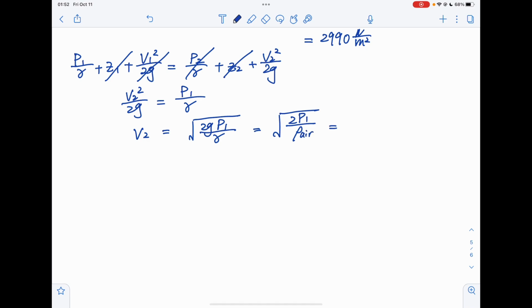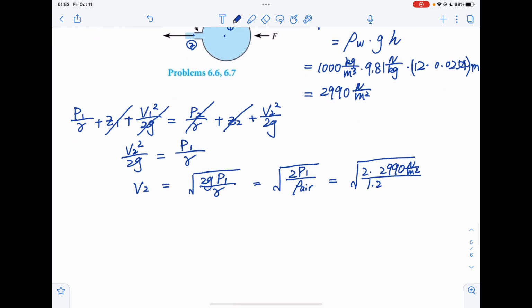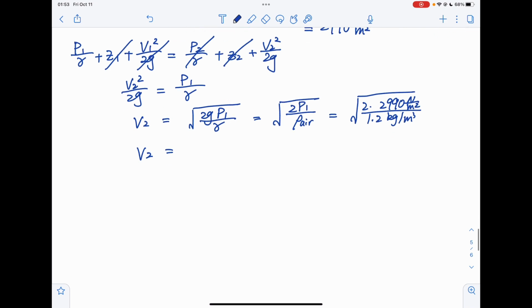And we already find the pressure and the density is given, so 2 times 2,890 Newton per meter squared over rho of the air, which is 1.2 kilogram per cubic meter. Okay, so our V2 will be equal to 70.6 meter per second. So we already find the velocity.